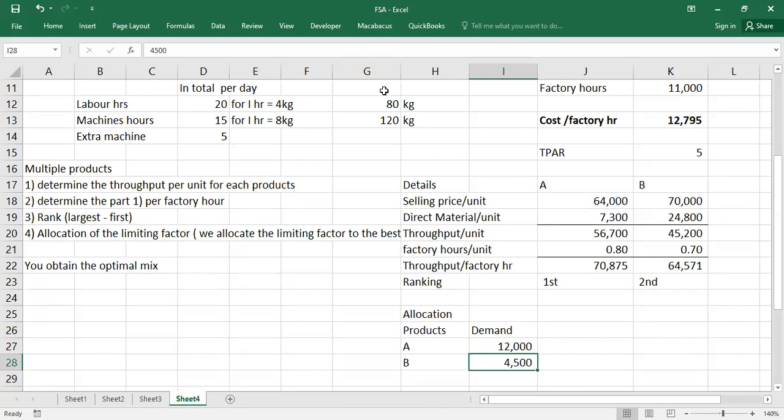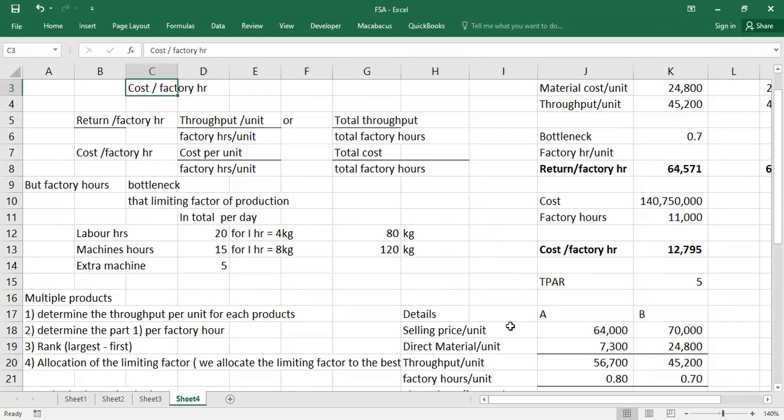Okay, and trying to prioritize, from throughput per factory hour. Just a moment. Throughput per factory hour. We're saying that this is the formula. Let me take you there. Here, return per factory hour is the same as throughput per factory hour. That's 2 formulas. You have throughput per unit divided by factory hour per unit. And this one here. So I'm using this. For multi-product, you always use this one. Throughput per unit divided by factory hour per unit.